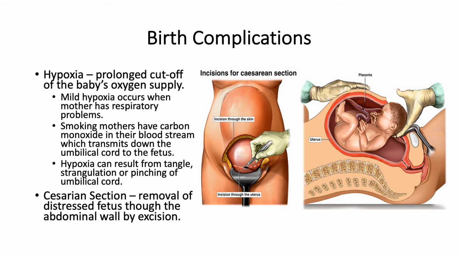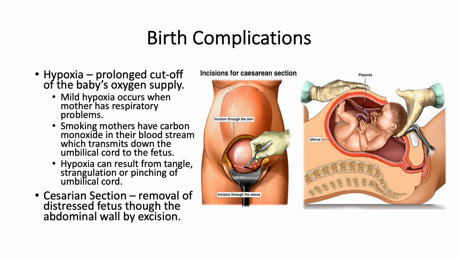So a cesarean section is just an excision through the belly wall and removal of the baby in a transverse incision there. Cesareans have been responsible for reducing the birth defects, where without a cesarean, a baby could be born with brain damage or nervous system damage as a result of prolonged hypoxia.